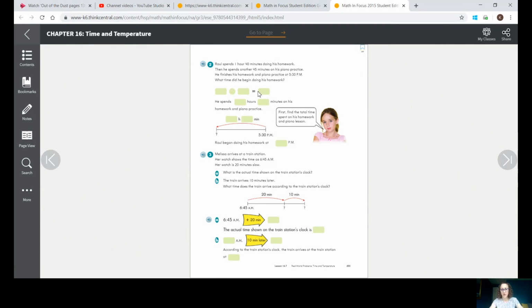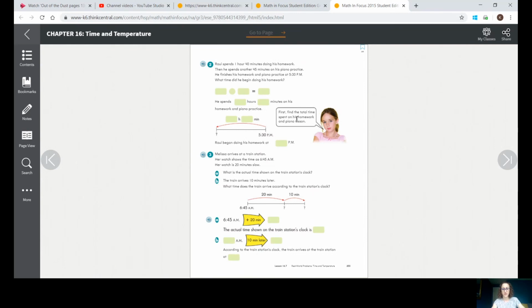Number 2, Raul spends 1 hour and 40 minutes doing his homework, and then he spends another 45 minutes on his piano practice. He finishes his homework and piano practice at 5:30 p.m. What time did he begin doing his homework? All right, you're going to need to pause and see what you can work out on your own there.